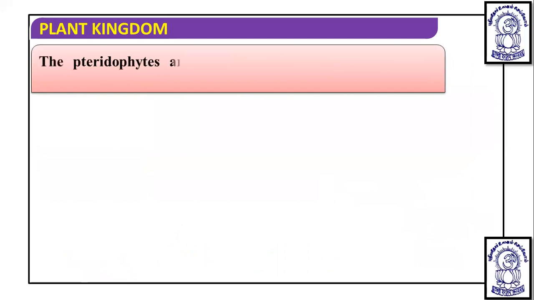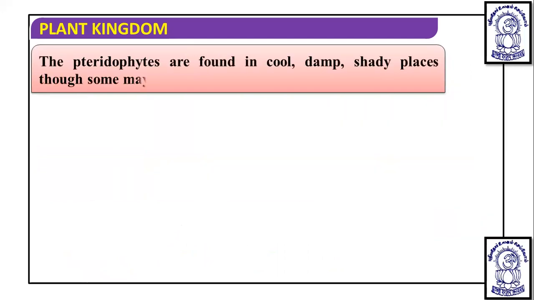Now, pteridophytes are found in cool, damp, and shady places. It is observed that these pteridophytes are known to be found in cool, damp, and shady places. Though some may flourish well in sandy soil conditions, the usual occurrence is in cool, damp, and shady places.